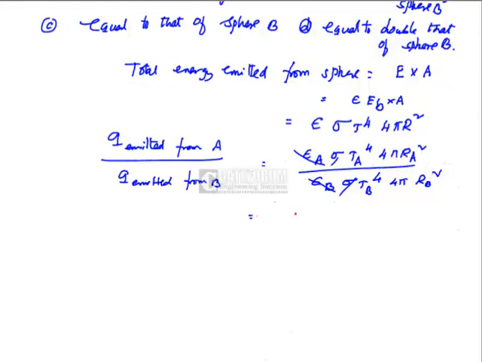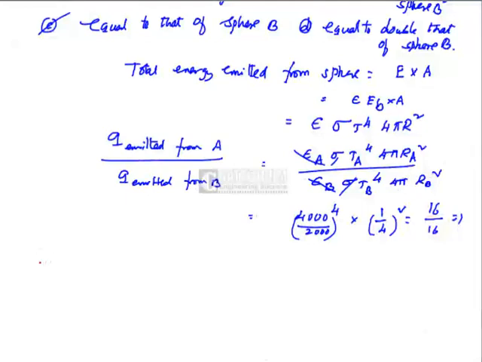Therefore, what is the temperature of A? 4000 to the power of 4, that is 4000 by 2000 whole to the power of 4 into what is RA? 1 by 4 whole square, that is 2 to the power of 4 is 16 divided by 4 square is 16, so 1, equal to that of sphere B. C is the answer. A will emit the same energy as that of B because the ratio is 1.